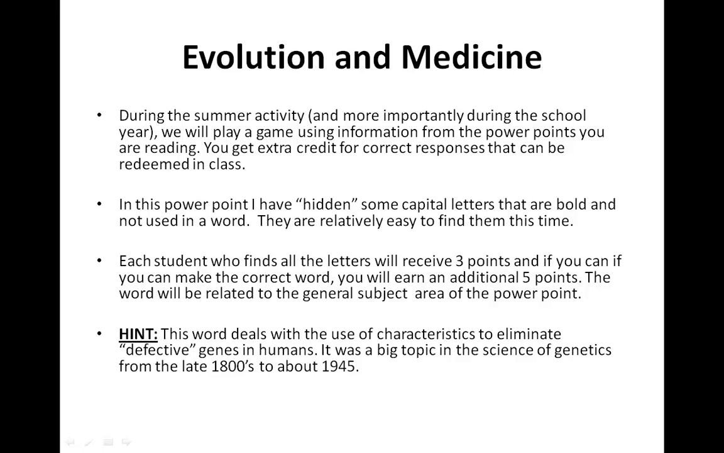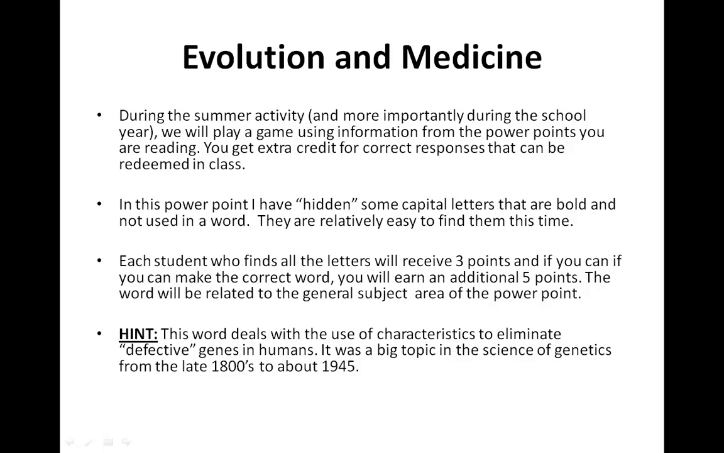During the activity, and even more importantly during the school year, I'm going to be doing a game with you where I'm going to insert different code words, or maybe I'll insert numbers that you'll have to add together, or puzzles that you'll have to solve, and you'll get extra credit for them. And for this first PowerPoint, I've hidden some capital letters that I made sure were bold, and they're not used in a word, they're kind of standing off by themselves. And they're relatively easy to find this time. Sometimes my little puzzle's a little bit harder.